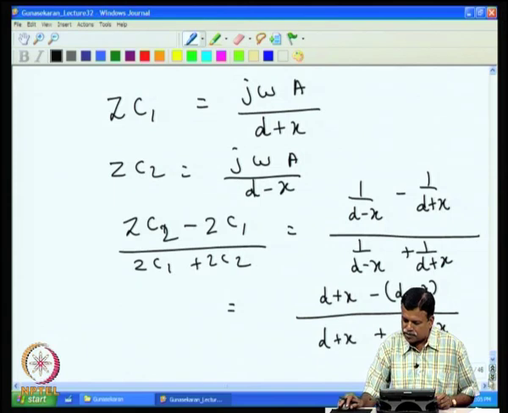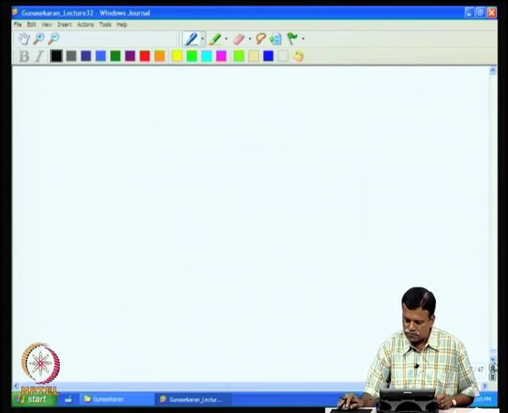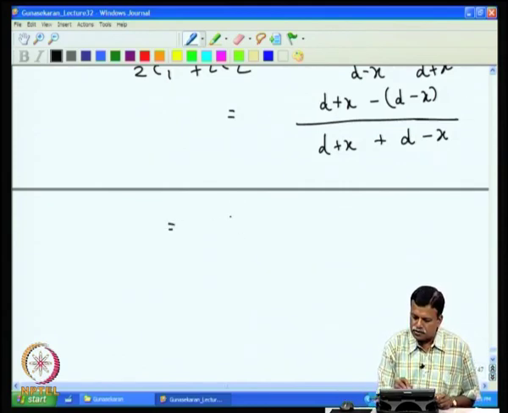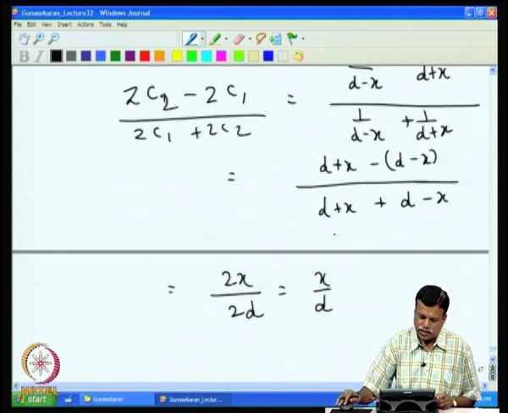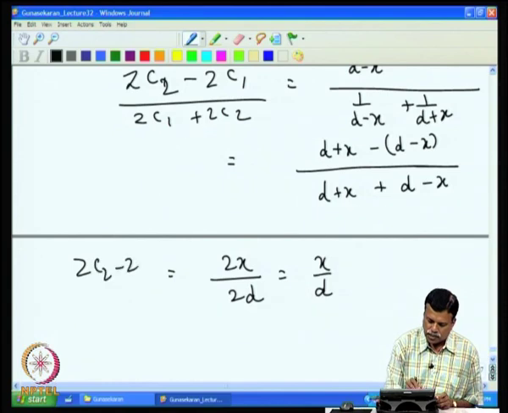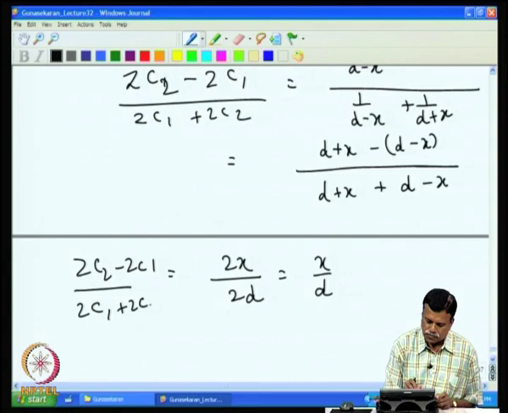Now, if we simplify this, that comes out as 2x divided by 2d, that comes as x by d. That is ZC2 minus ZC1 divided by ZC1 plus ZC2.